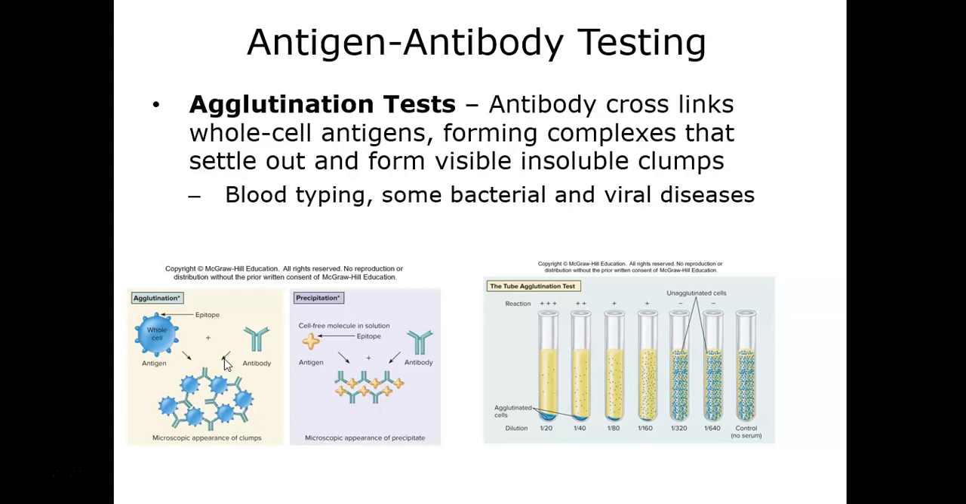So we do agglutination a lot to do blood typing. ABO blood typing is done through agglutination. And many bacterial and viral diseases are characterized through this mechanism as well.